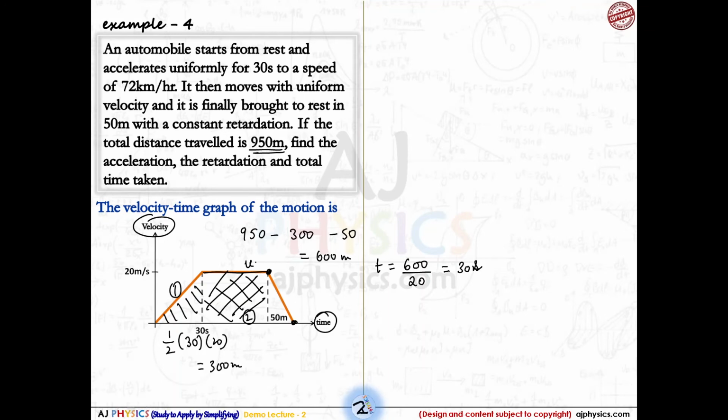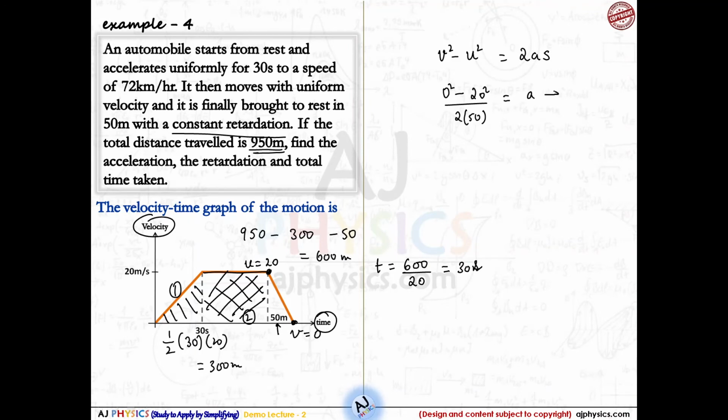Okay, now let's go to region 3. Here we have u is equal to 20 and v is equal to 0. Okay, the initial speed is 20 and the final speed is 0 because it's trying to stop here with some constant retardation. Let's try to find now. And the distance is 50 here. So we'll use the third equation of motion, v square minus u square is equal to 2as, and we'll get the answer of acceleration as negative here because it is retarding. So this is 0 square minus 20 square divided by 2 multiplied by 50.